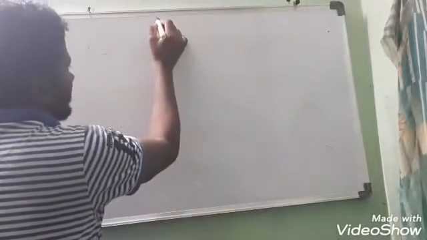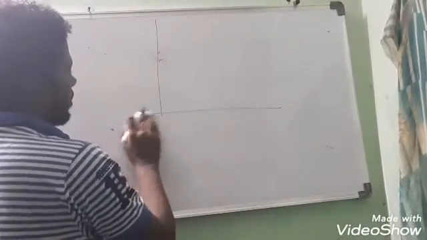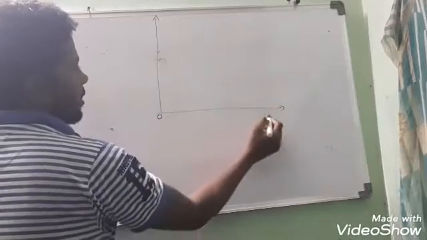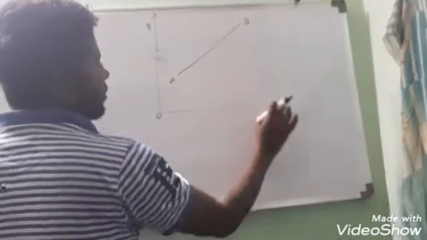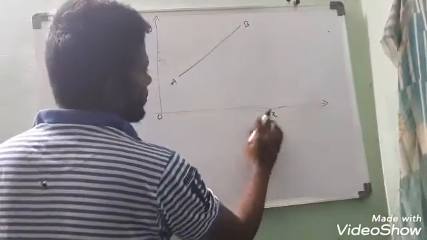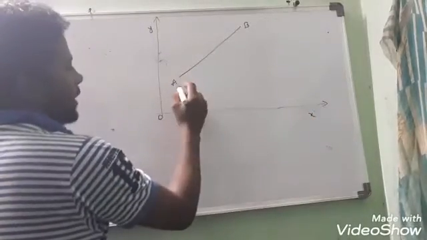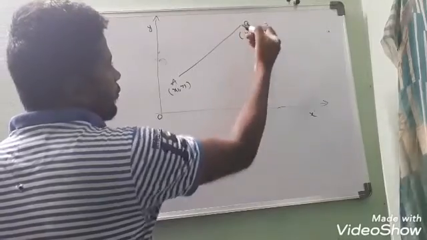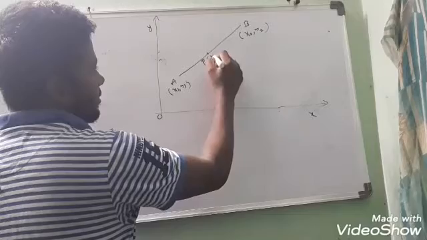Okay, so let's take a coordinate plane. So yeah, this is the origin, x-axis, y-axis. Take a line segment AB. Here we can extend it if you want. Okay, so the point A is (x1, y1), B is (x2, y2). So take a point P anywhere on the line segment, (x, y).